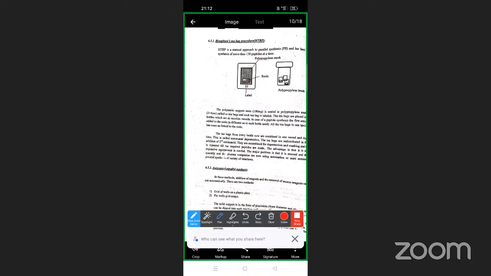So this is a combinatorial method. You can produce 150 polypeptides at a time. If you follow the conventional or traditional method to get 150 peptides, you need to keep 150 reactions, and by keeping the 150 reactions, you will get the 150 peptide products. That is the traditional method.